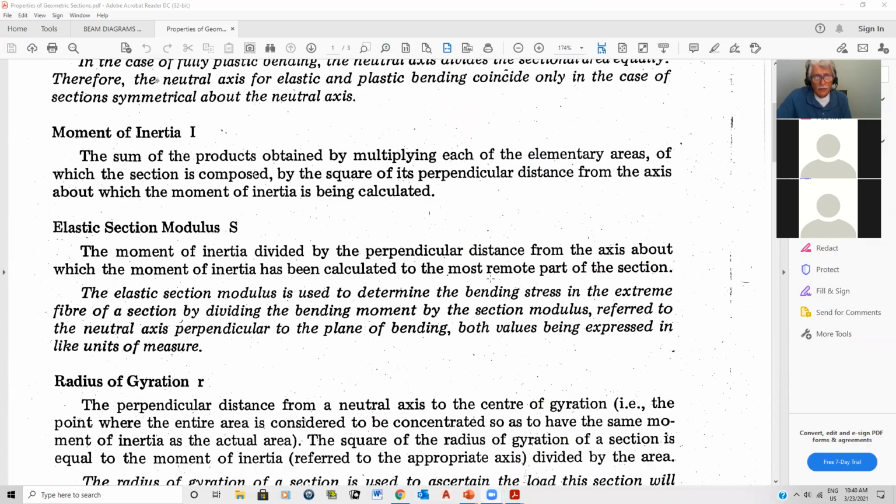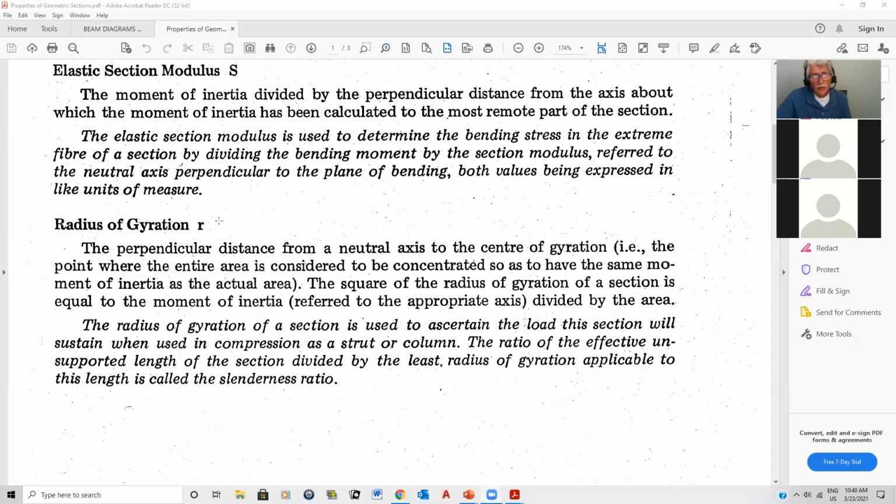I don't know if you guys find this interesting, but the radius of gyration. This is, of course, very important when you talk about compression members. It's the perpendicular distance from a neutral axis to the center of gyration, in other words, where things will start gyrating, or rotating. The point where the entire area is considered to have the same moment of inertia as the actual area. The square of the radius of gyration is equal to the moment of inertia referred to, and so on.